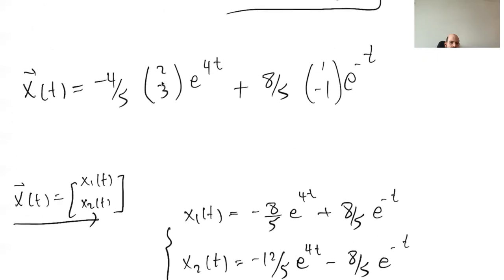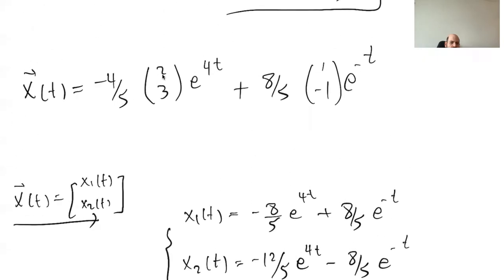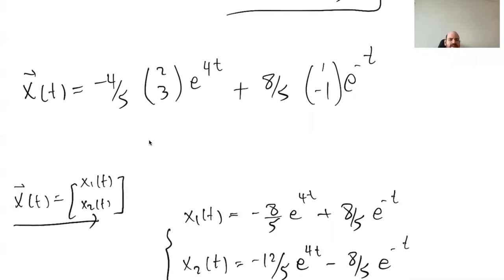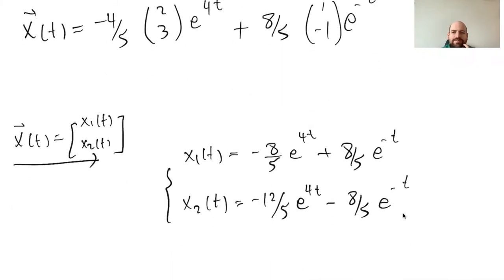We expand the right-hand side: minus 4 over 5 times 2 is minus 8 over 5 e to the power 4t, plus 8 over 5 e to the power minus t. That's the first coordinate of this vector, which is supposed to be equal to x1 of t, the first coordinate of the left-hand side. And similarly, the second coordinates are equal, so x2 of t will be equal to this expression here.